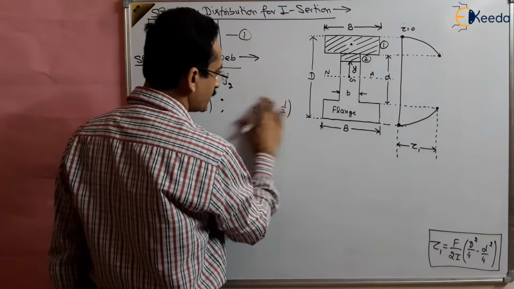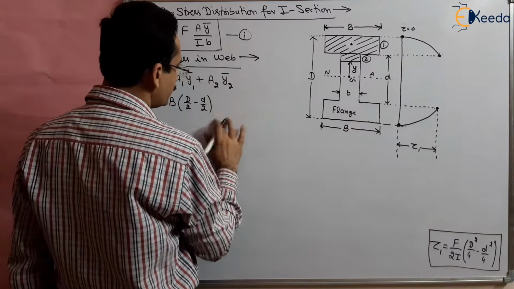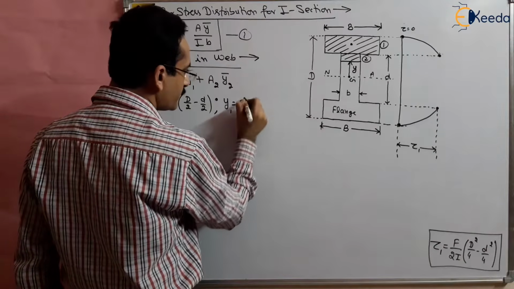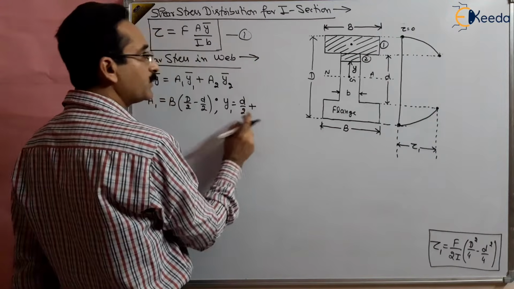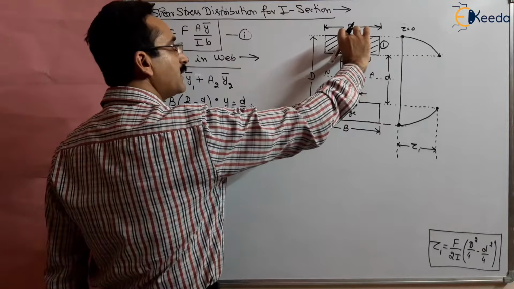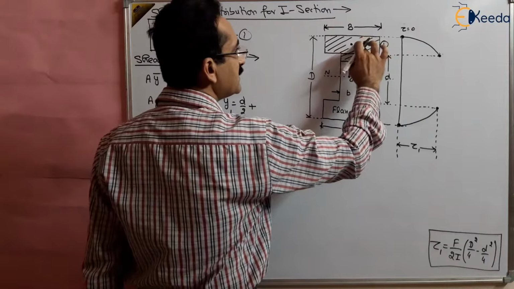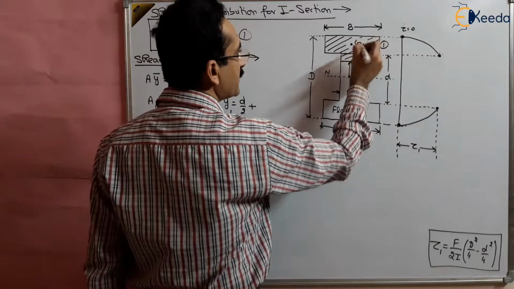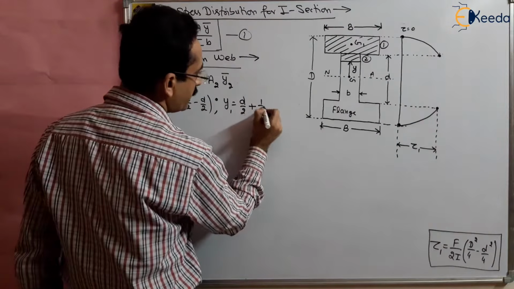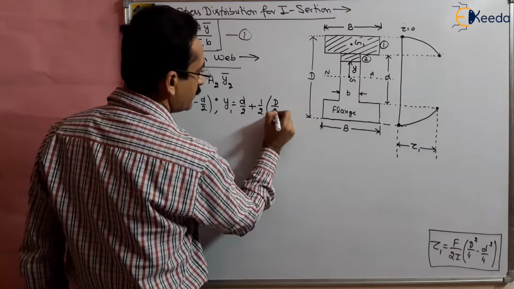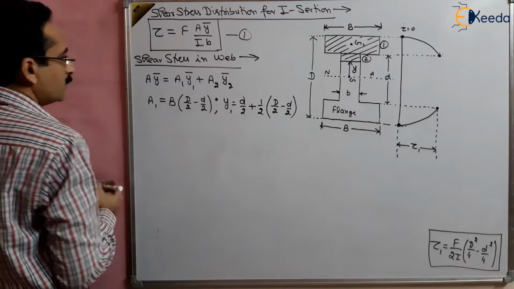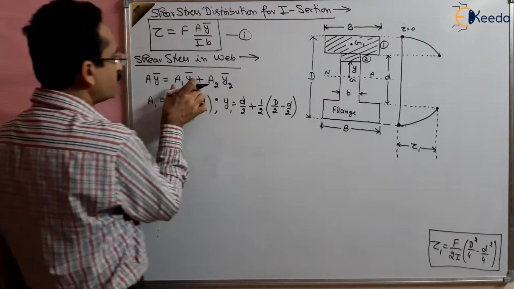So there is something wrong in this. So y1 will be equal to small d by 2 plus half of this thickness, because we have to reach G1. So this is small d by 2 plus half of (D by 2 minus d by 2). This is y1. So this is A1 y1, and we have to use it here.